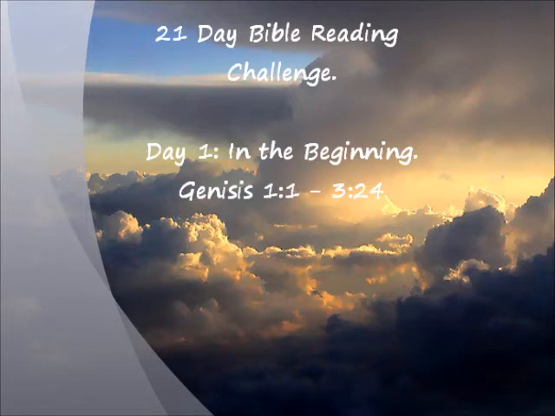Then God said, "Let the water under the sky be gathered together, so the dry land will appear." And it happened. God named the dry land earth, and the water that was gathered together seas. God saw that this was good.